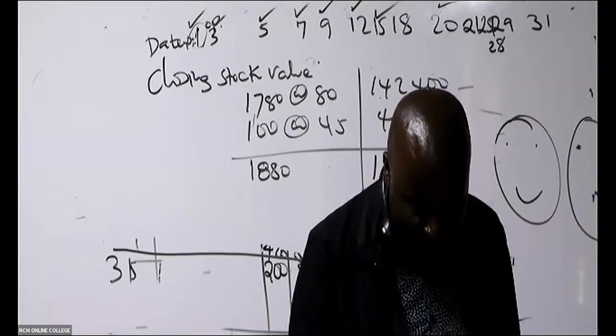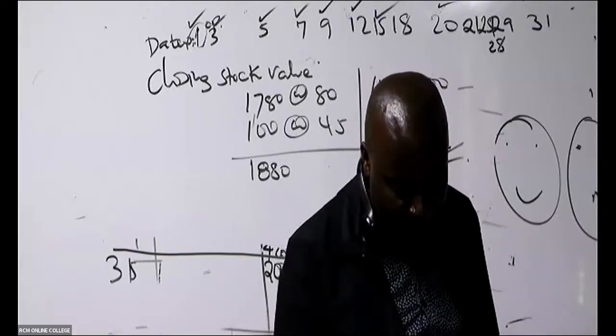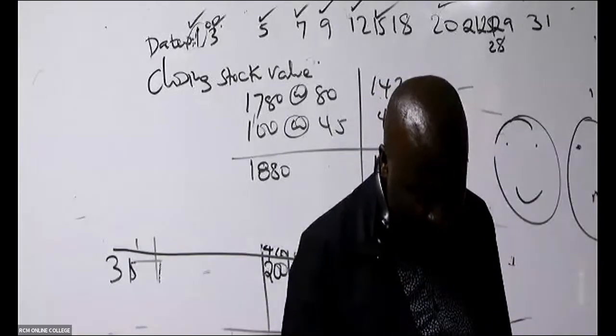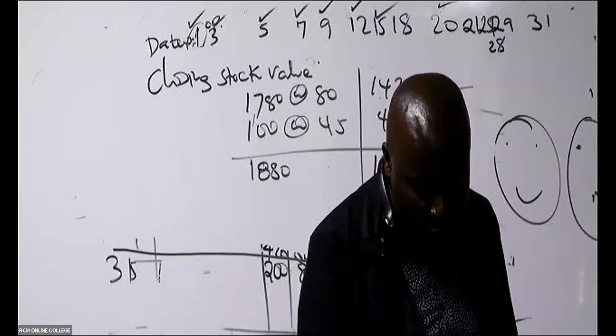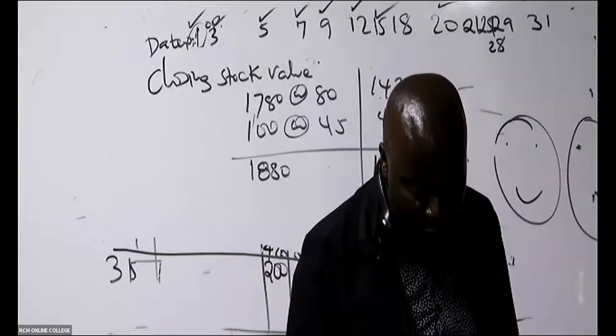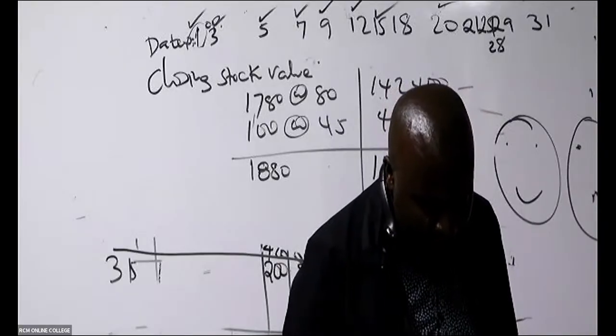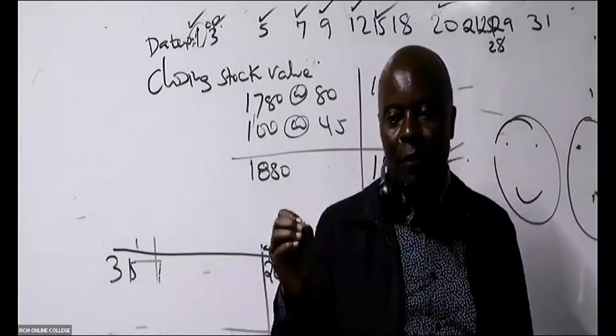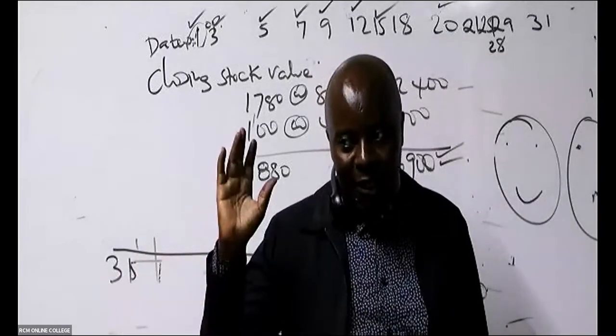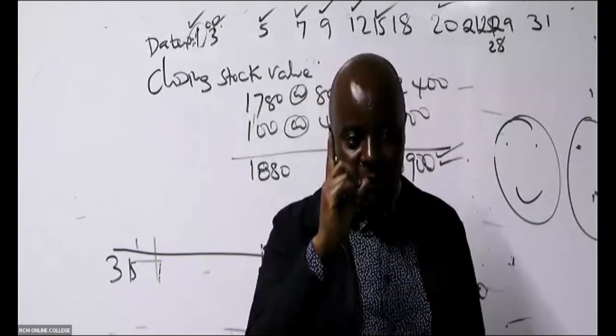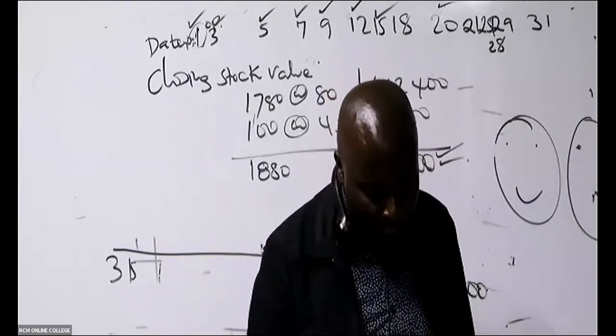Let me get a tough one. What of a situation where the examiner tells you just do a stores ledger card, and then doesn't tell you whether you should use FIFO, LIFO, or weighted average method? If he's silent, we shall use FIFO.